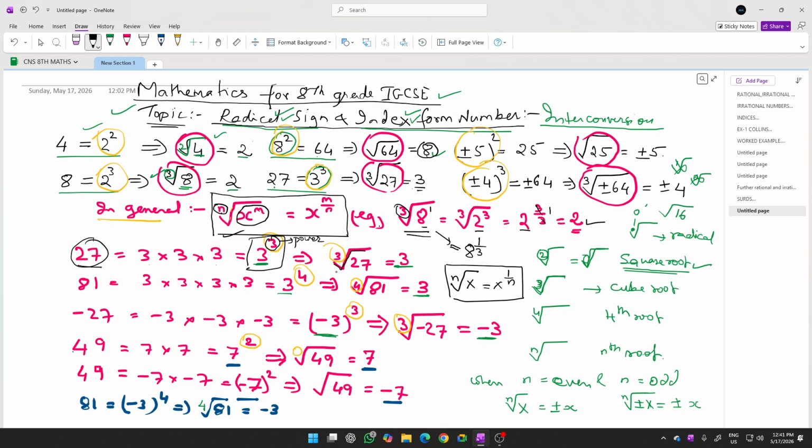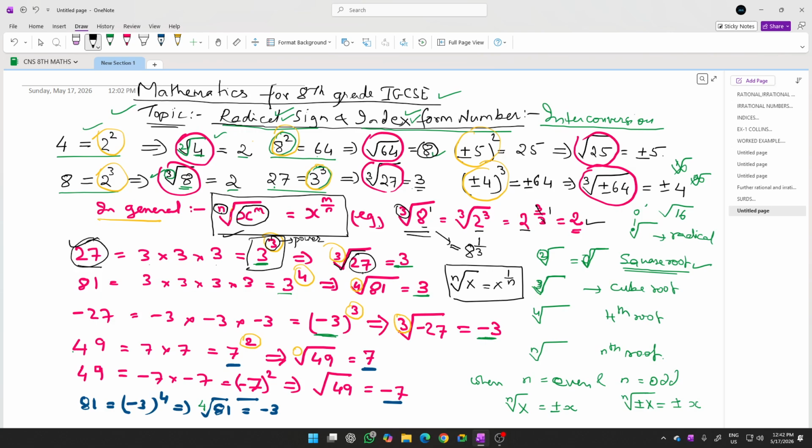And under the radical sign you have to put the number which is the value of 3 raised to 3. So what is the value of 3 raised to 3? Value of 3 raised to 3 is 27. So you have to put 27 over here. And this is how a number in index form is converted into a number in radical form. And the meaning of this will be what? Cube root of 27.